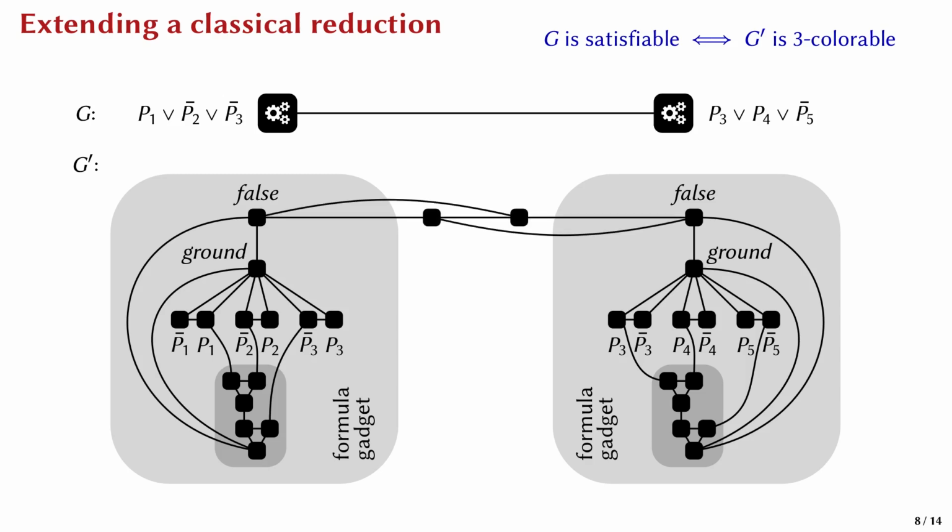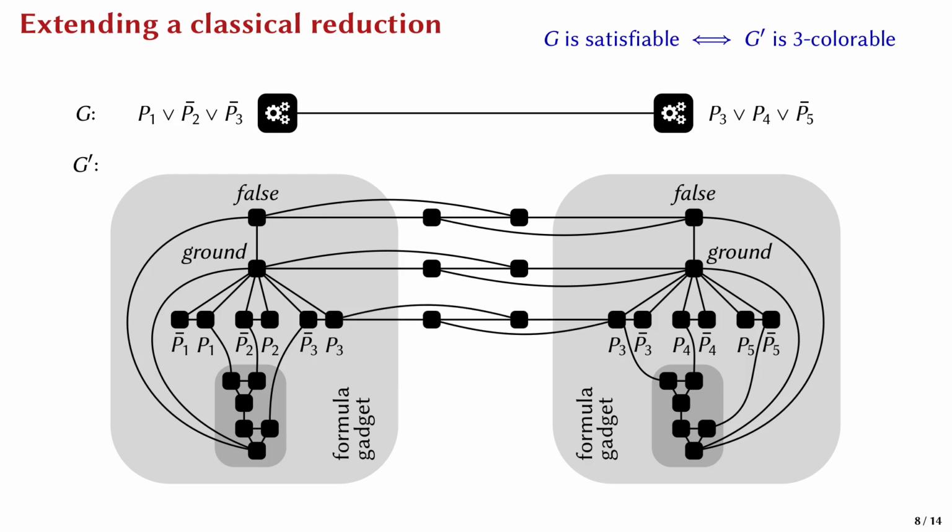So we connect the false nodes to each other using a little gadget that forces them to have the same color. Then we do the same for the ground nodes and also for any nodes that represent shared variables. So here we also connect the P3 nodes. And that's it. Now the entire graph G' is 3-colorable if and only if the original graph G is satisfiable in the way I just explained.